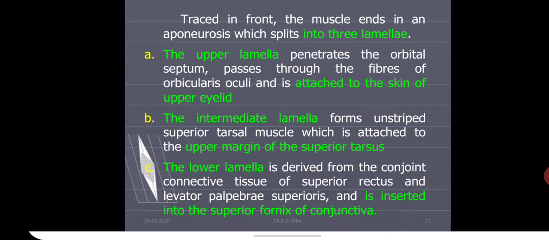So you have to note this. Superior tarsal muscle is derived from this. Lower lamella is derived from the conjoint connective tissue of superior rectus and levator palpebrae superioris, and it is inserted into the superior fornix of conjunctiva. So by all means it is inserted into the upper eyelid to pull the upper eyelid above.